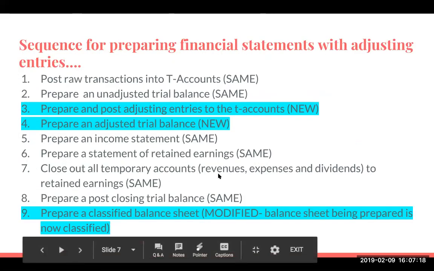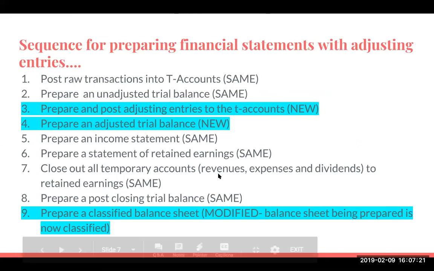Now, how is this next part different than what we did before? When we're preparing adjusting entries, steps 1 and 2 are still the same. We're still going through and posting the initial transactions into T accounts. We're making an unadjusted trial balance. But then once we do that unadjusted trial balance, we're asking ourselves those 4 questions. Assets reflect future economic benefit. Liabilities reflect our future obligation. Expenses reflect what we've used in the period. Do our revenues reflect what we've earned in the period?